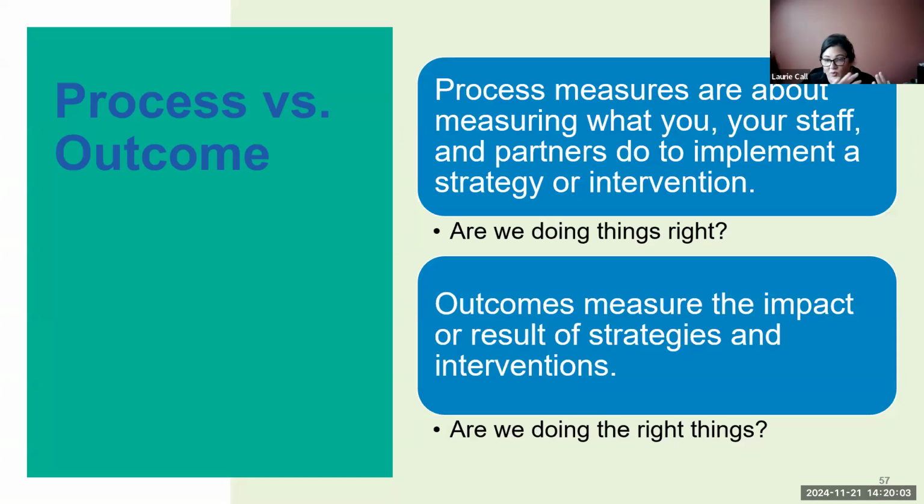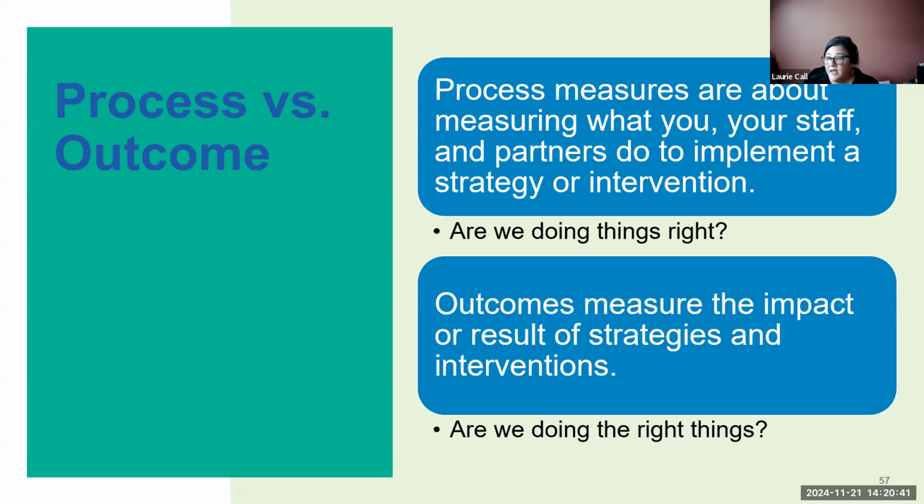When we're looking at quality planning, quality assurance, quality control, the only way we know we have quality assurance is if we're measuring what it is we're doing. So process measures are about measuring what you and your staff and your partners do to implement a strategy or intervention. So it answers, are we doing the right things? I'm sorry. Are we doing things right? It's telling us if we're doing them right.